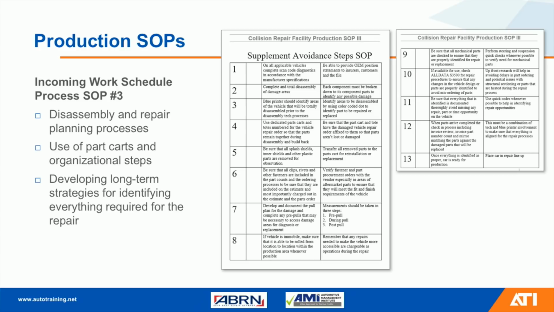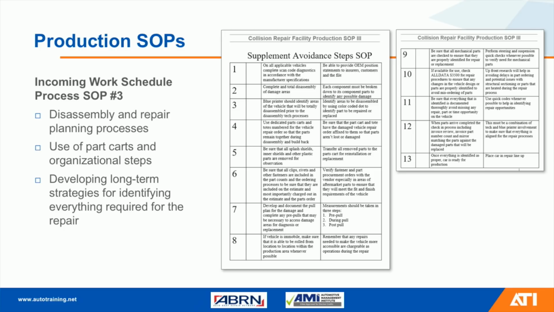This is the supplement processes. What we're trying to do is two things here. We want to avoid supplements whenever possible. So as we're getting into this production process, the first thing we want to do is make sure that that disassembly and repair planning process is very precise. So there are SOPs developed specifically for that. Then, are we using things like either parts carts or totes, some kind of organizational steps in working through our parts processes? The number one stoppage in the production environment is for parts.